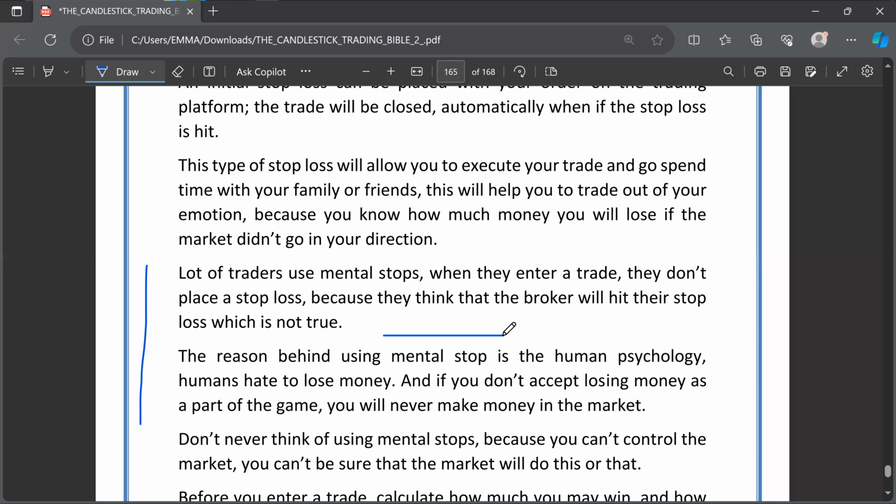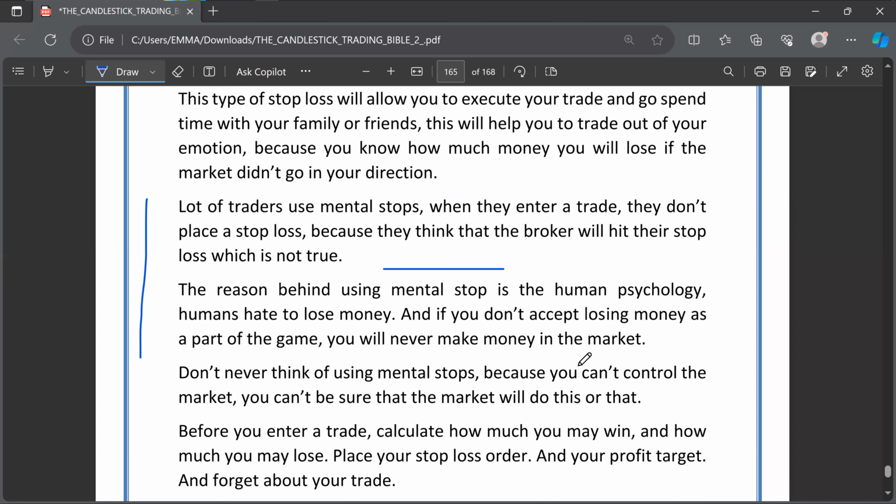The reason behind using mental stop is the human psychology, right? Humans hate to lose money. And if you don't accept losing money as part of the game, you will never make money in the market, right? This is a fact. You should plan. You should be emotionally psyched, psychologically psyched, right? You should be aware of these things before you even venture into this, and then before you enter into each trade, right? So that is it.